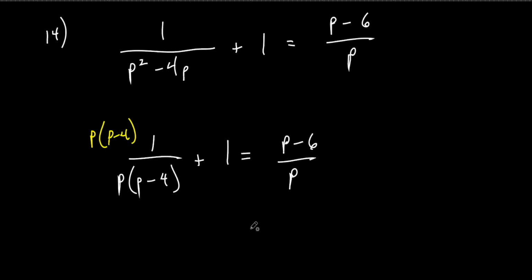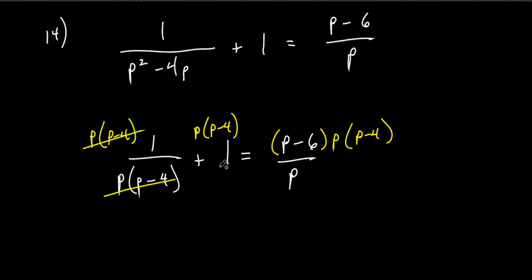Now I'm going to multiply everything by that. Multiply this by p times p minus 4. Multiply this by p. Put a p times p minus 4 right there. Okay? All right, so what happens? The reason we did that is so we could cancel out the denominators. Well, everything cancels out here, so that's nice. I'm just left with a 1. There was no denominator here, so there's nothing to cancel out. Right here, there's one thing to cancel out, that p right there.